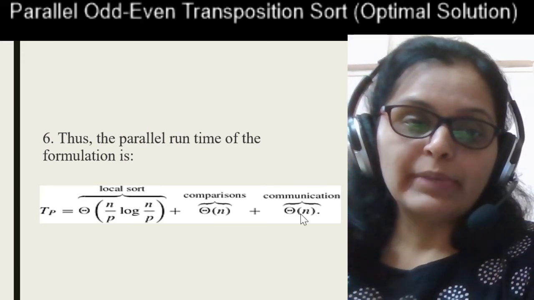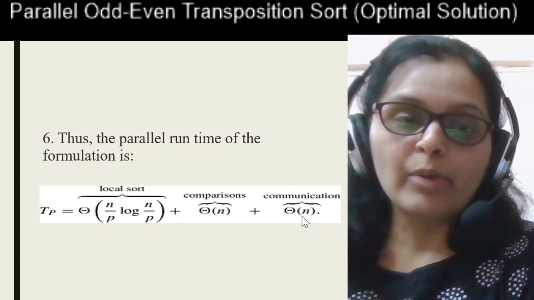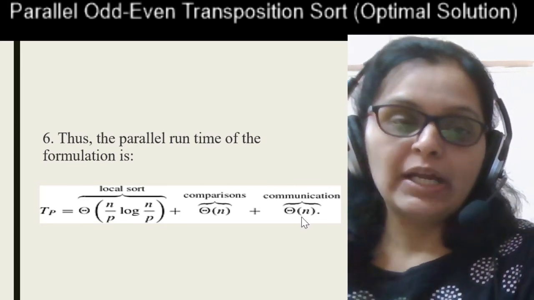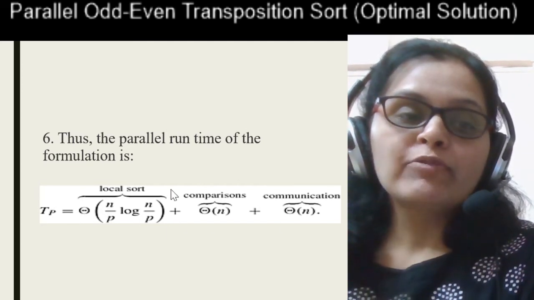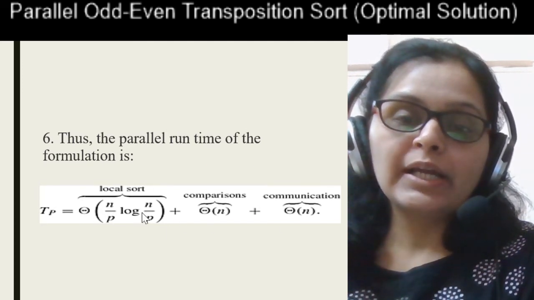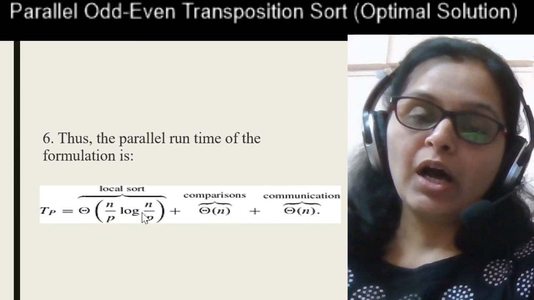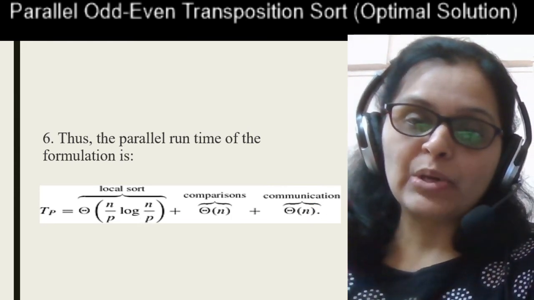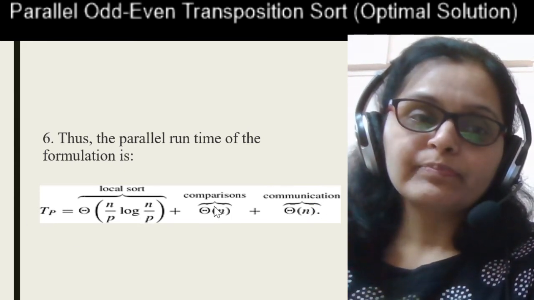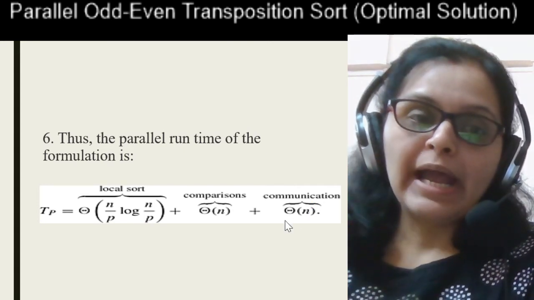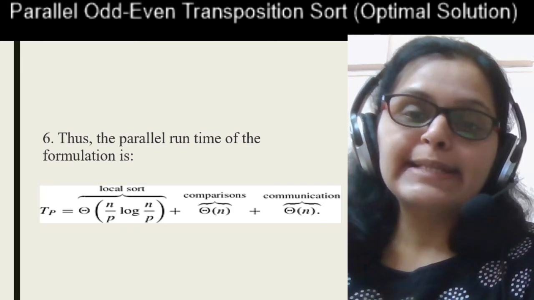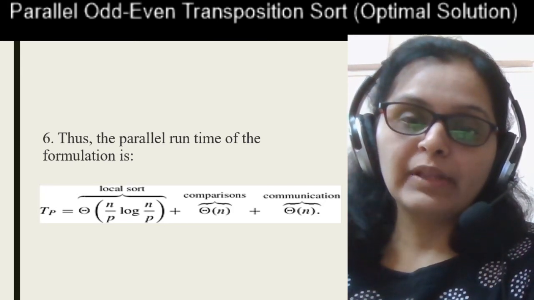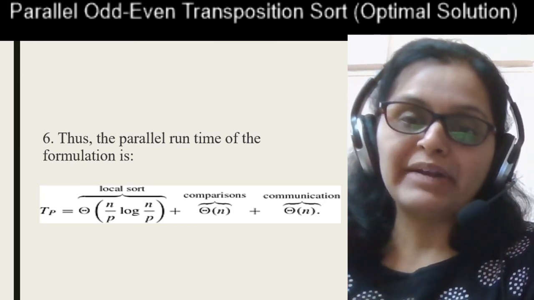This is the third component in the complexity of TP. Again I will repeat, break TP into 3 parts. First, you have to consider the complexity of local sorting. After that, O(n) comparisons and O(n) communication. This is called TP, that is parallel runtime, the very important performance metric.